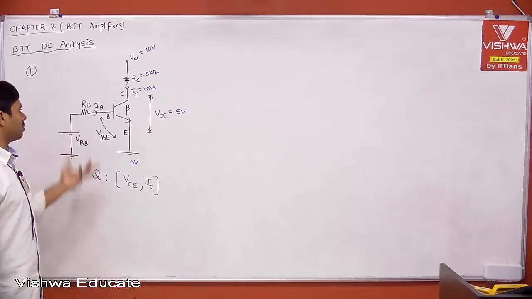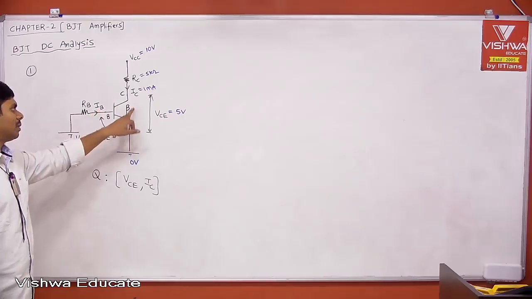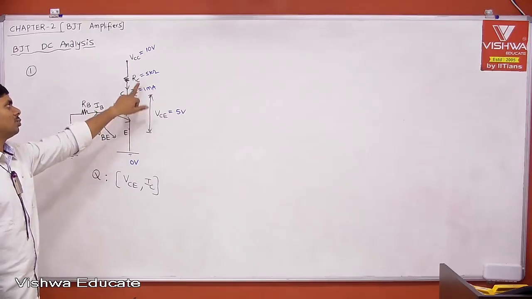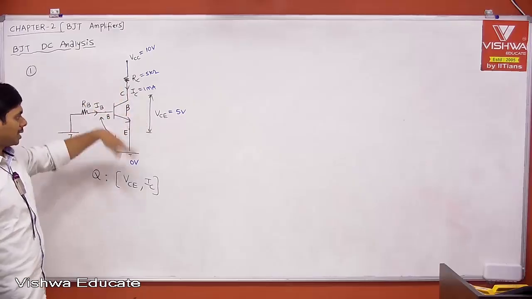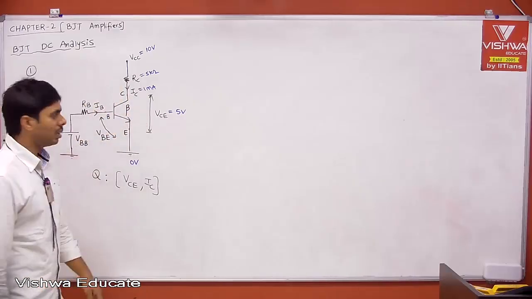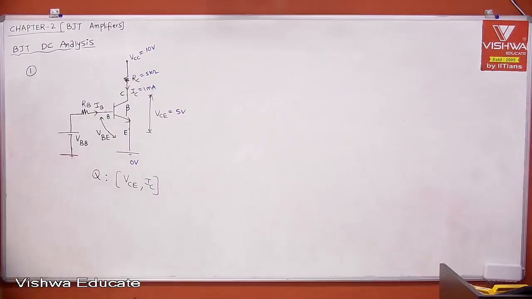You can choose VBB, RB such that whatever IB you want, you can get it. After getting IB, if you know beta, then we can get IC. After knowing IC, choose RC to get drop across RC, whatever you want. Let us say 5 volt here, exactly midpoint of rail to rail, then you can get 5 volt. Okay? I'm just taking one example.